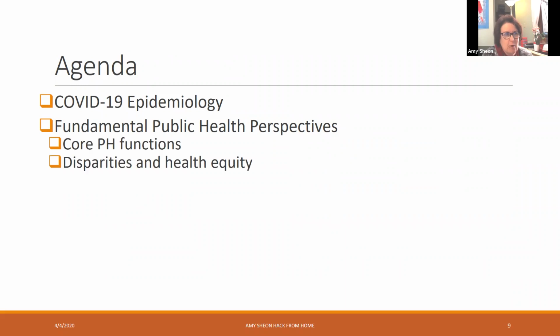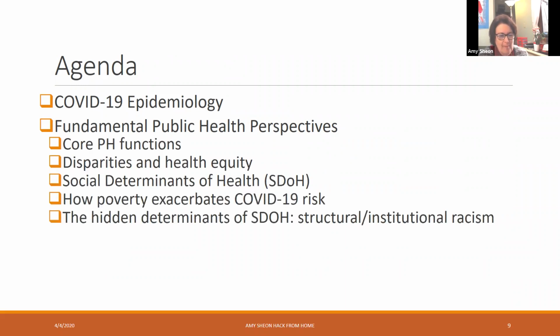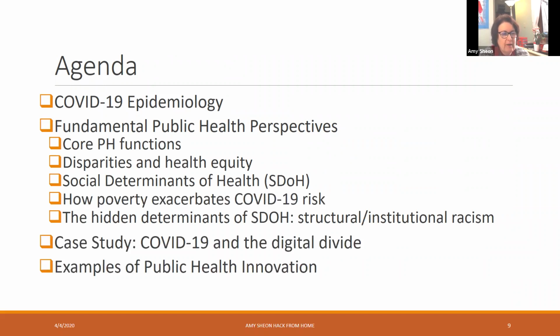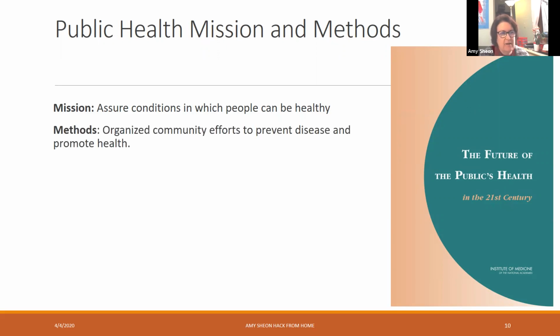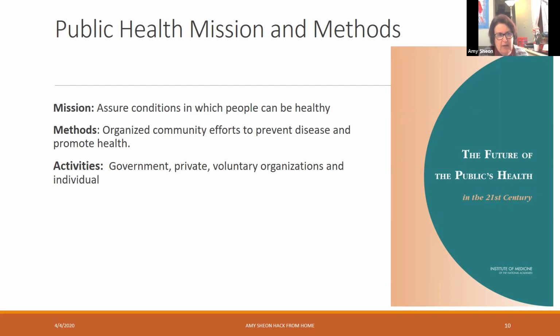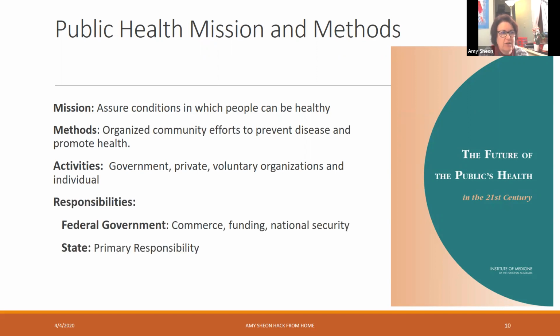Now, right there is where we bump immediately into the distinction between public health and clinical medicine. So I'm going to review a little bit about what public health is so that people understand what they're grappling with. The main thing is that it's talking about the conditions that are required for people to be healthy. And that's really what public health focuses on, using organized efforts at the community level to prevent disease and promote health. Public health activities are done by governments, by private organizations, by nonprofits, and by individuals.